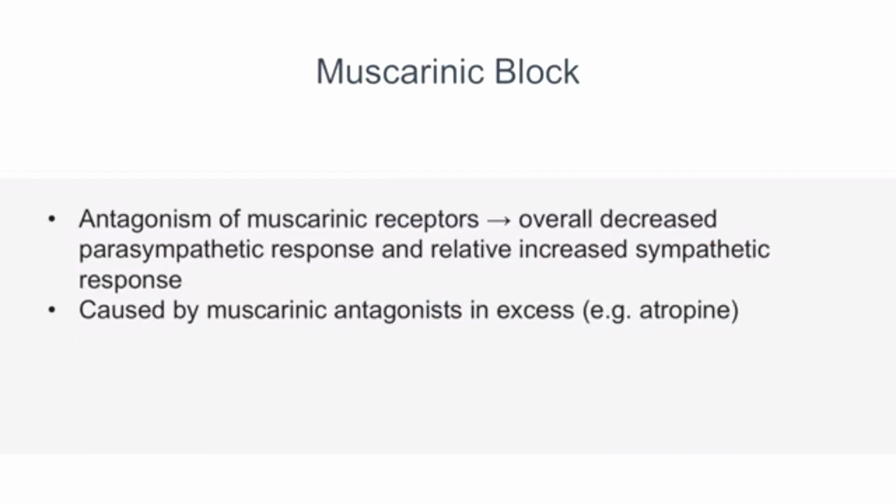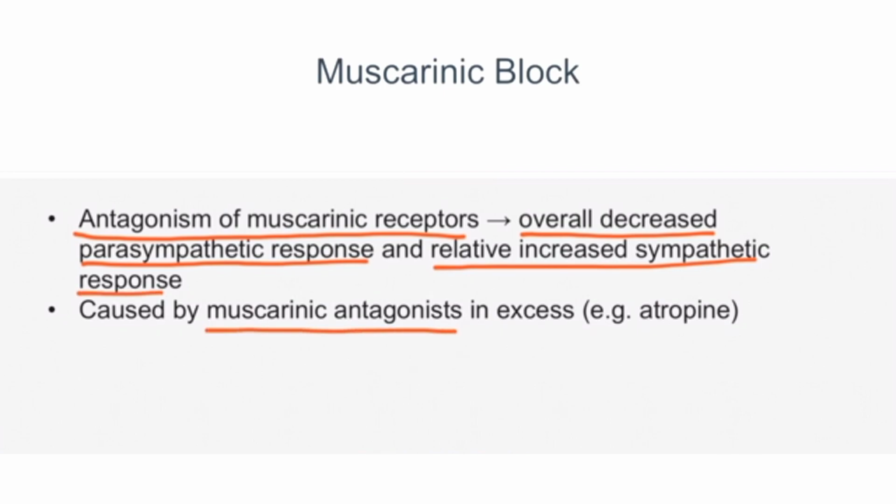So in summary of muscarinic block, understand that muscarinic block means antagonism of the muscarinic receptors. This will lead to an overall decreased parasympathetic response, which means there's a relative increased sympathetic response. And this can be caused by muscarinic antagonists, such as atropine. And that concludes part 1 of this section.